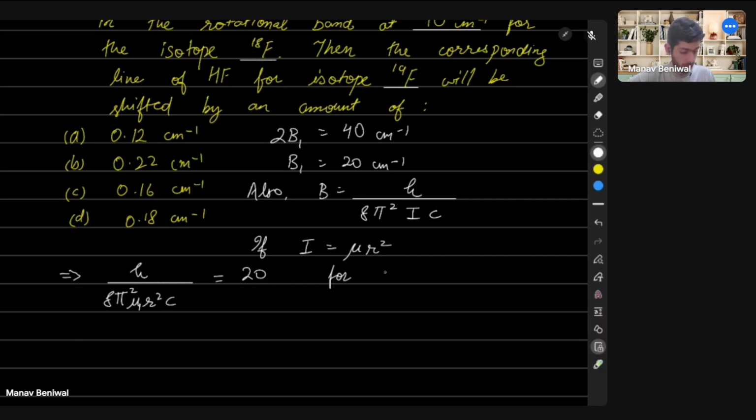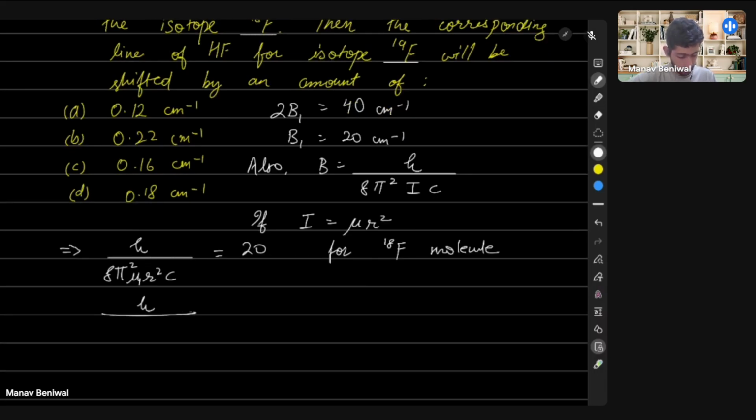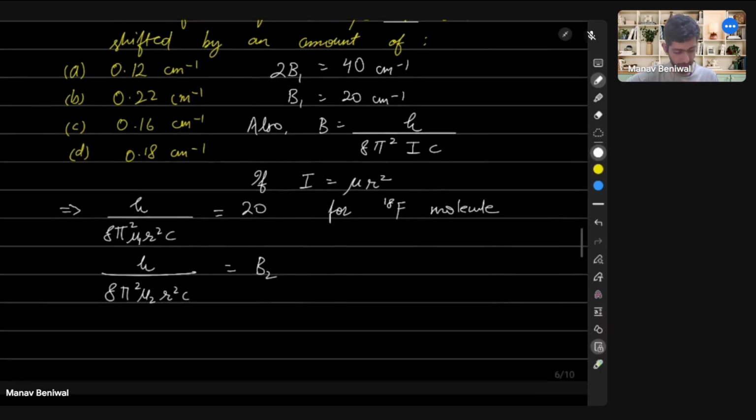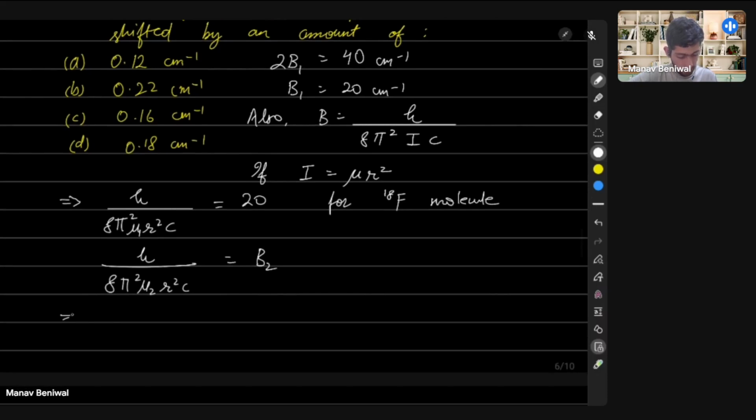For the 18F molecule. Similarly, we will get another equation, mu2 r squared c, and let's call this b2. So if we divide both these equations, everything will cancel out and this will be just mu1 by mu2.